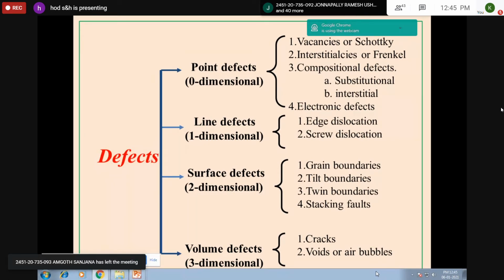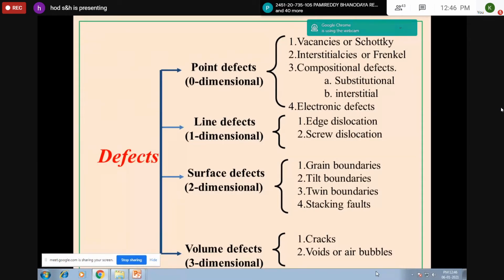So in this way, there are four types of crystal defects, and in each type, again, a subclass is there. Point defects are classified into four categories: vacancies, interstitials, impurities, and electronic defects. The second category, line defects, are classified into edge dislocation and screw dislocation. We'll read these two thoroughly. The third one, surface defects, has four types: grain boundaries, tilt boundaries, twin boundaries, and stacking faults. The fourth category is volume defects, a three-dimensional phenomenon, which includes cracks and voids or air bubbles. So this is the classification of crystal defects.